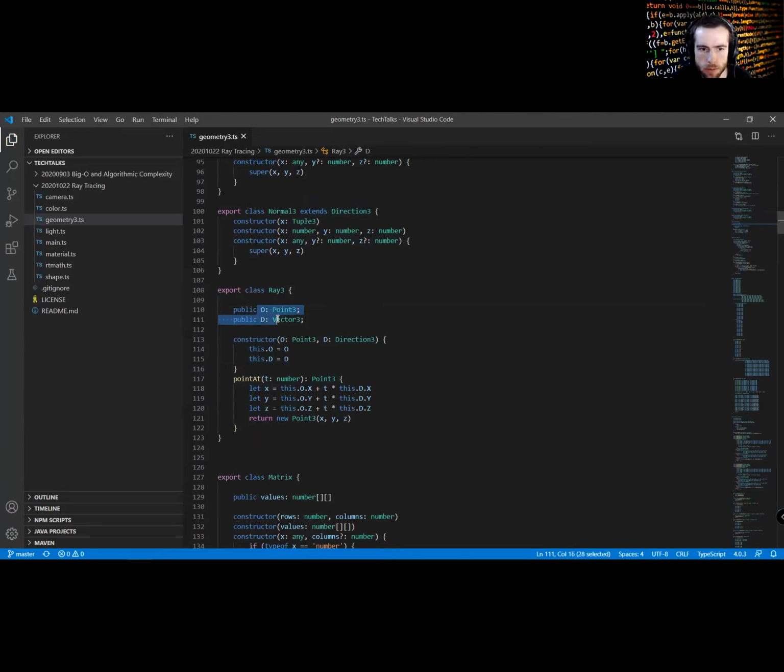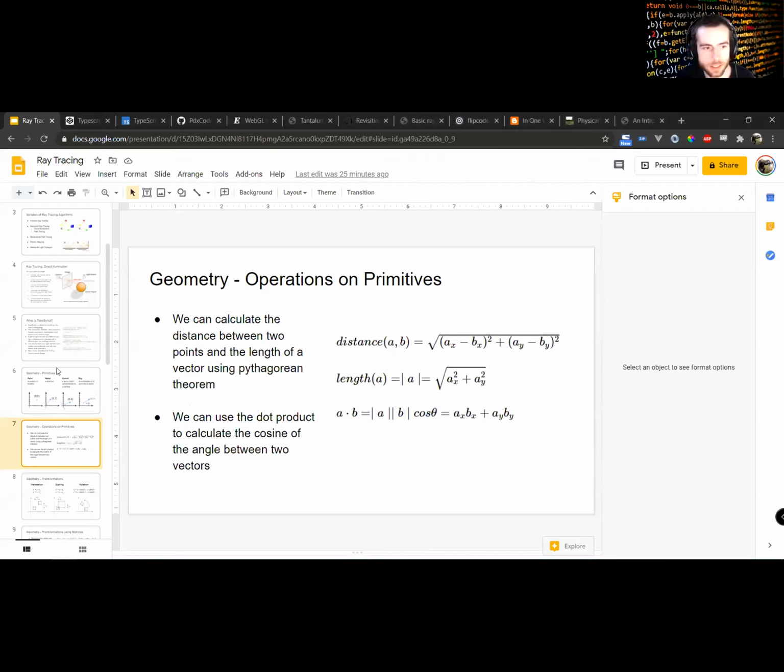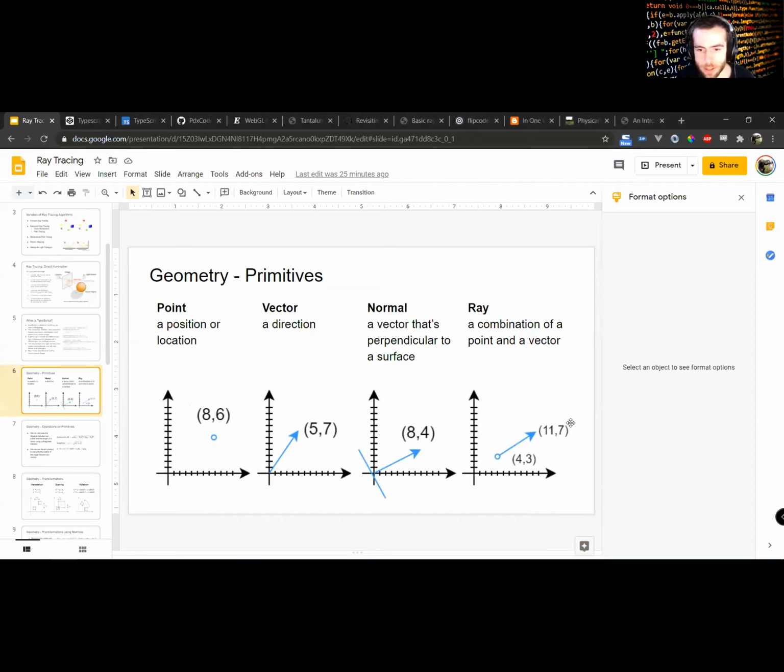Rays have a point and a vector, so O and D, and then we've got a constructor for it. And then here we actually calculate the point along a ray. This is super important, actually. You have the origin and the direction. Let me go back to the slide. So for this ray, we've got the origin and the direction. Then we can calculate any point along that ray using that formula: the origin plus t times the direction.